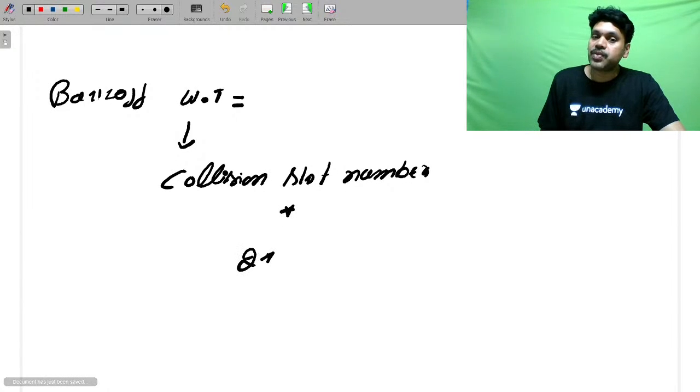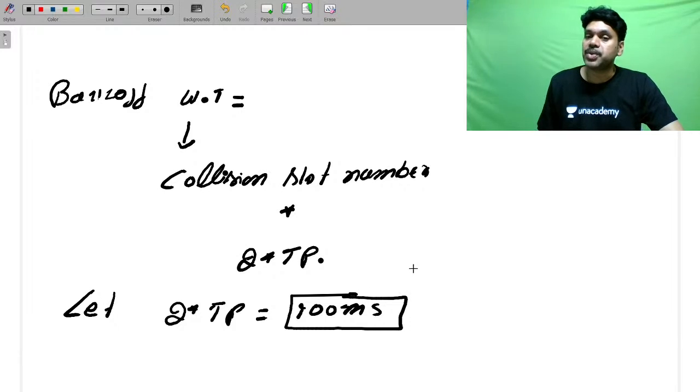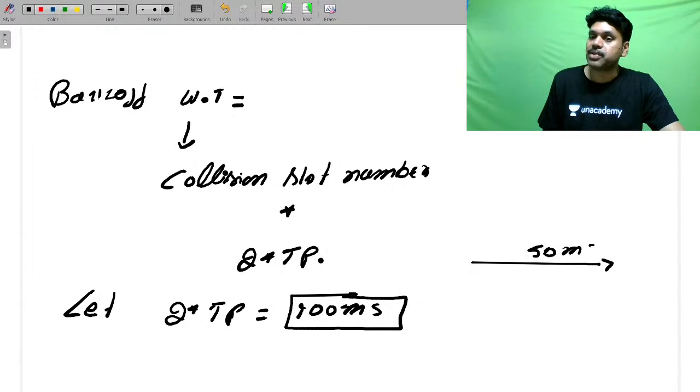And we know as usual 2 into TP. Right? So now I'm taking, let 2 into TP be something like 100 ms. Assume. In the exam, they will say what the 2 into TP time is. So on this side data propagation is 50 ms, and if at all any collisions are there, it takes a collision propagation time of 50 ms. This and this all together is 2 into TP.